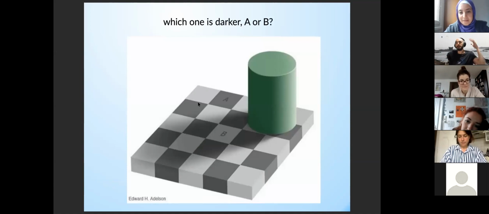Okay. This is very, very fancy. So which one is darker, A or B?